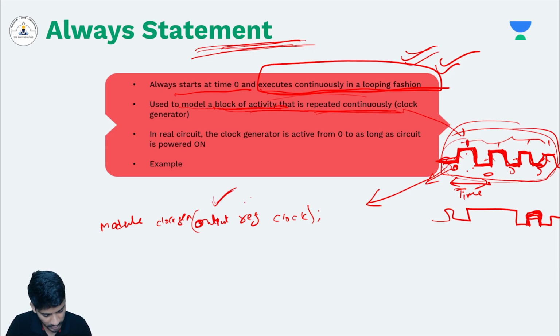So output register data type, the name is clock. You can give any name. Let's say my clock. You should not fix with a single name. You can give any name. So I'm defining my clock.